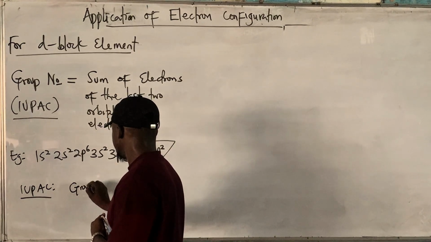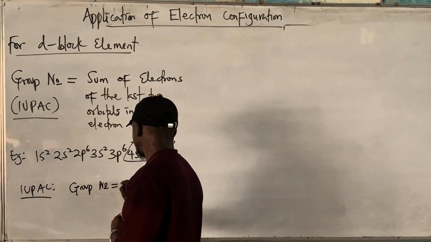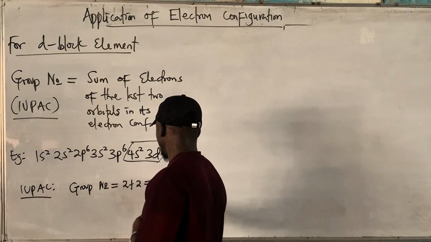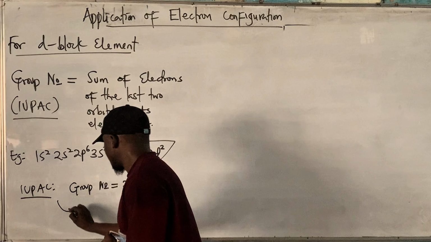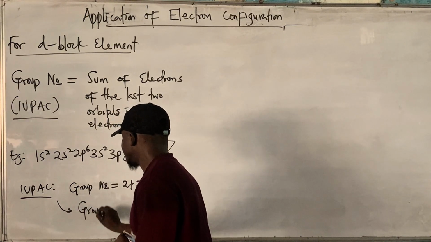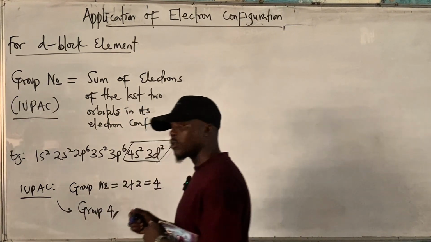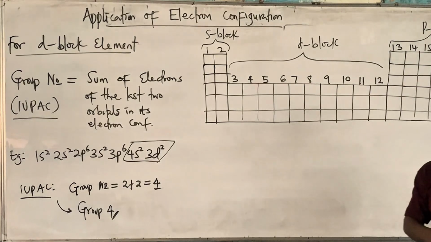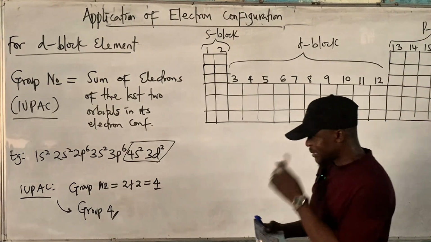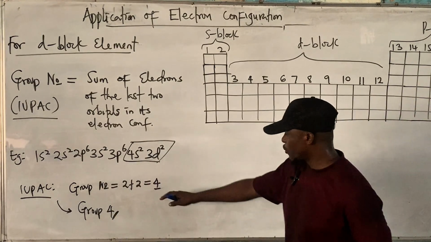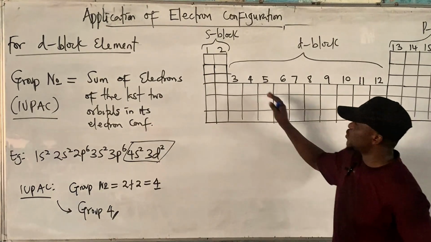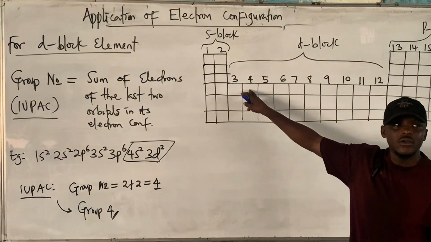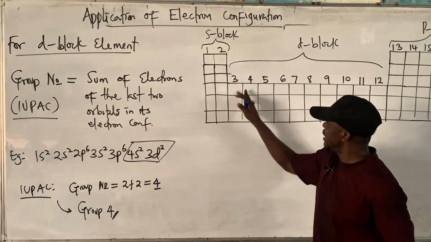So the group number equals 2 plus 2, which is 4. According to the IUPAC, the elements that have this electronic configuration are in group 4. So if you look at the periodic table, where is group 4? This is group 4. So this element will be here.